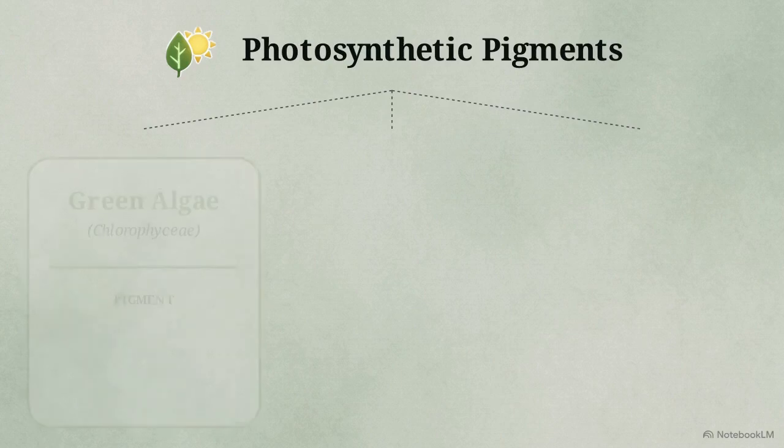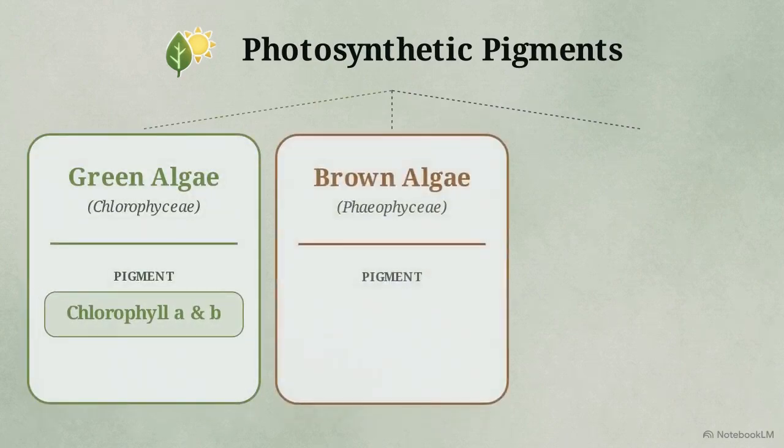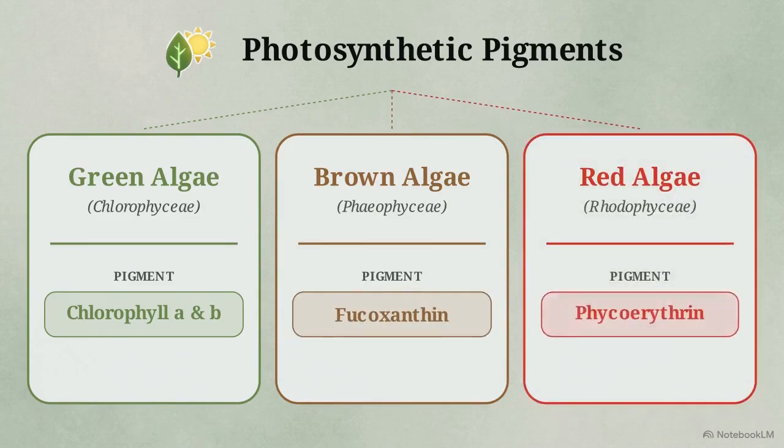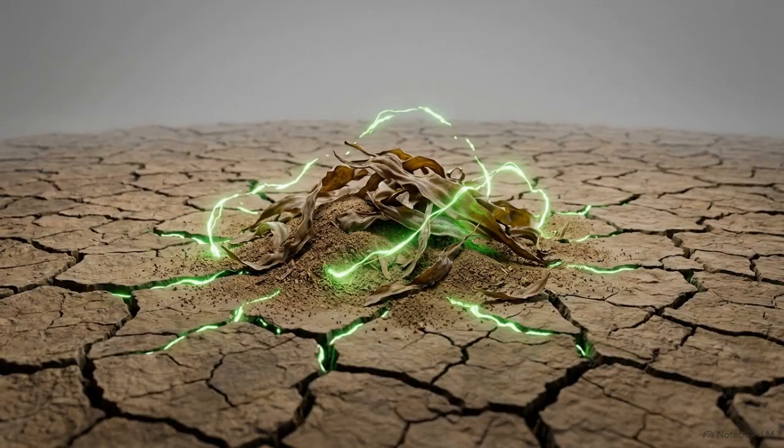This diagram shows how we break them down into 3 specific classes, based entirely on their photosynthetic pigments. Green algae rely on chlorophyll A and B, brown algae utilize fucoxanthin, and red algae use phycoerythrin to capture light. These baseline models are perfectly adapted to lakes and oceans, but that exact specialization means they lack the biological hardware necessary to survive a single day on dry land.